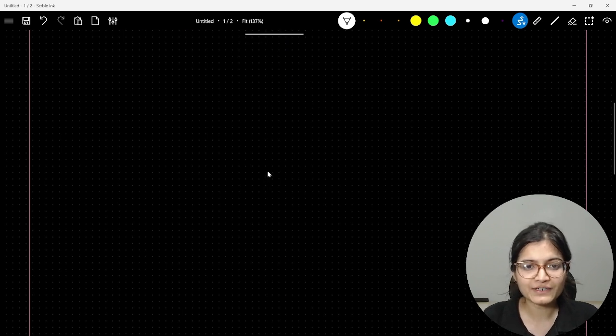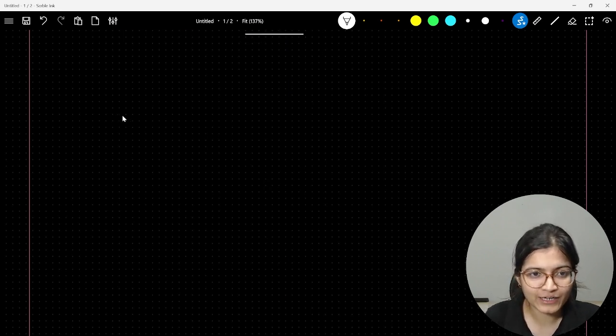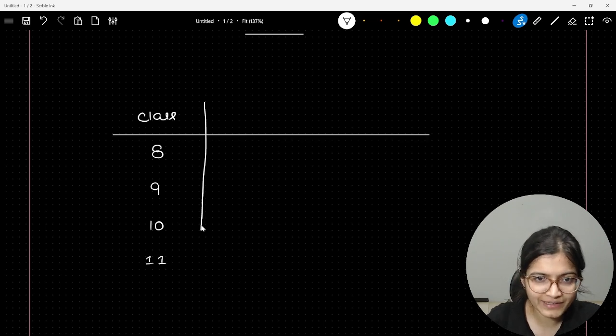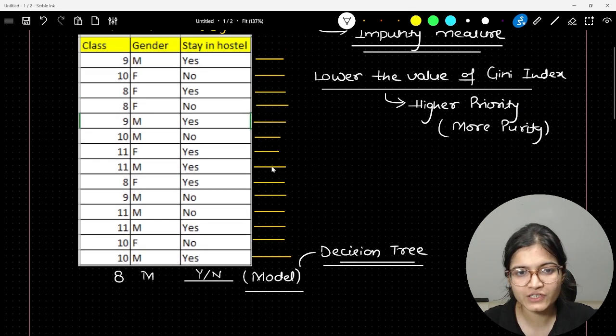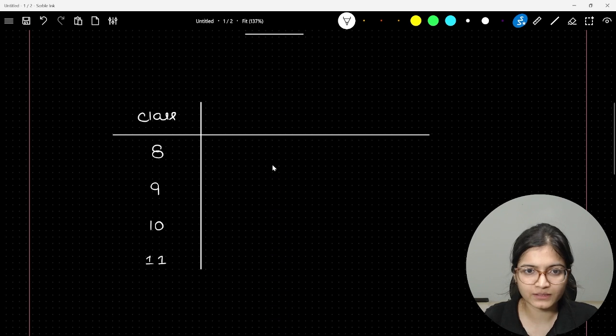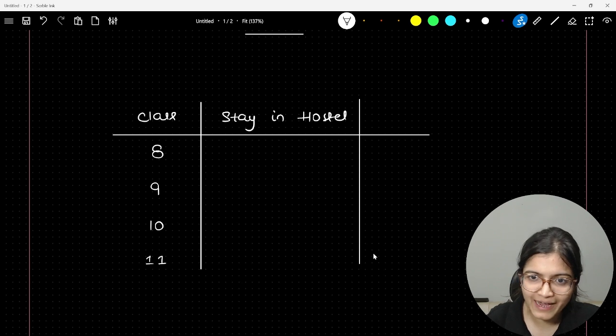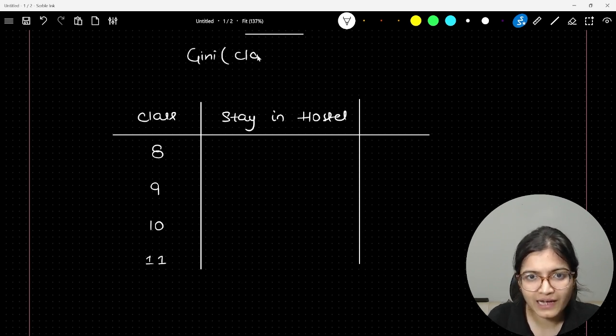So what we will do is we will try to define our data into 4 classes. Let's try to define that. So here we will be having 4 classes: 8, 9, 10 and 11. Makes sense? Now in these specific classes, we will try to check the parameter of staying in hostel. So what I want to do is evaluate what is the Gini index value for a class feature. So this is what we want to evaluate.